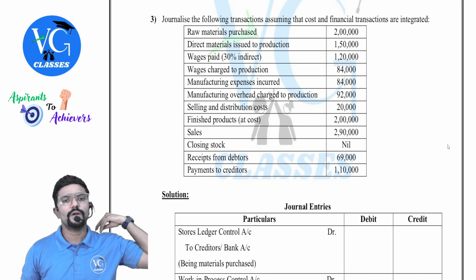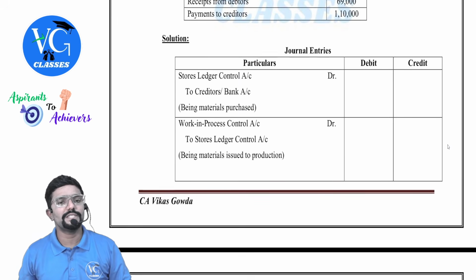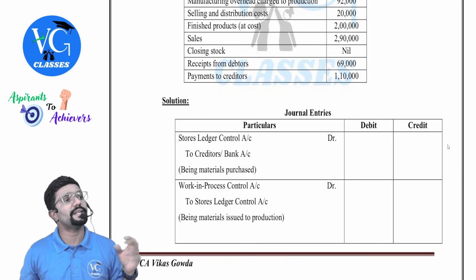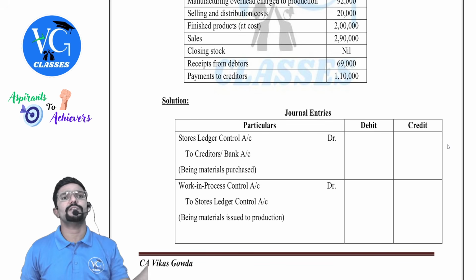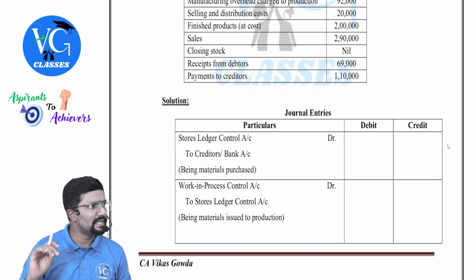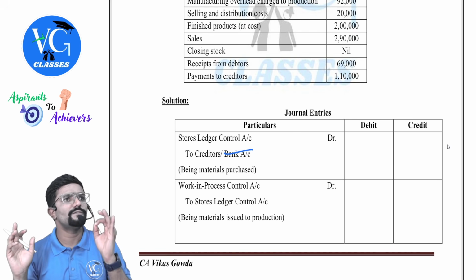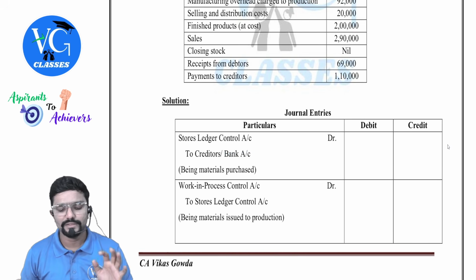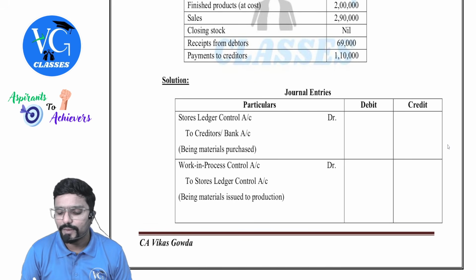First, raw material purchased 2 lakh. What is the entry for it? Stores ledger. Okay, first under non-integrated, what is the entry? Stores ledger to general ledger. Now let us remove the general ledger and bring in bank or creditors. Can I use only creditors here? That is also fine. Stores ledger to creditors or bank.